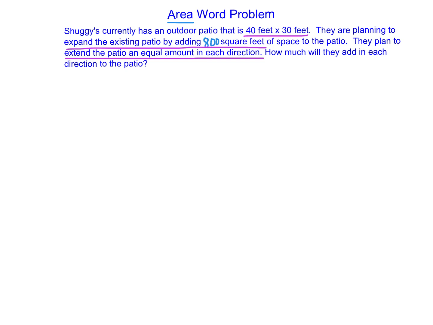So let's start here by drawing a picture of what we know. So we know that there is currently a patio there, and it is currently 40 feet by 30 feet. So that's what we currently have for the patio. And what this problem is saying is that we're going to extend the patio out an equal amount in each direction, and we don't know what that amount is, so I'm going to call that x. So we're going to extend this patio out x on each side, and then x on this side as well.